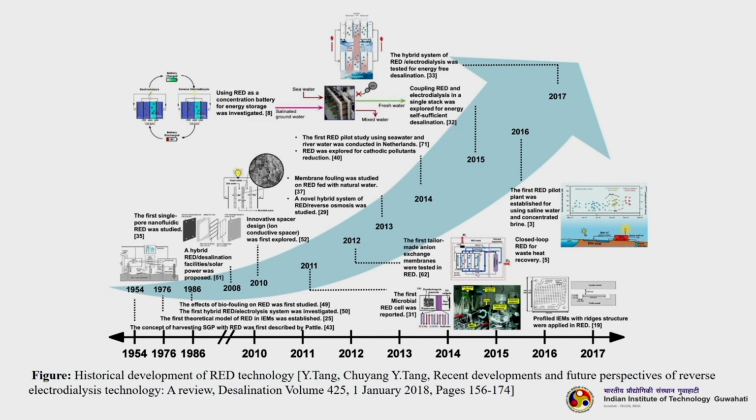Okay, so this is the historical development of the RED technology. You can see that it started from 1954, just after the first ion exchange membrane was fabricated. Then in 1976, the first theoretical model of RED in ion exchange membrane was established. The concept of harvesting salinity gradient power with RED was first described by Patel. Then in 1986, a hybrid RED desalination facility with solar power was proposed.